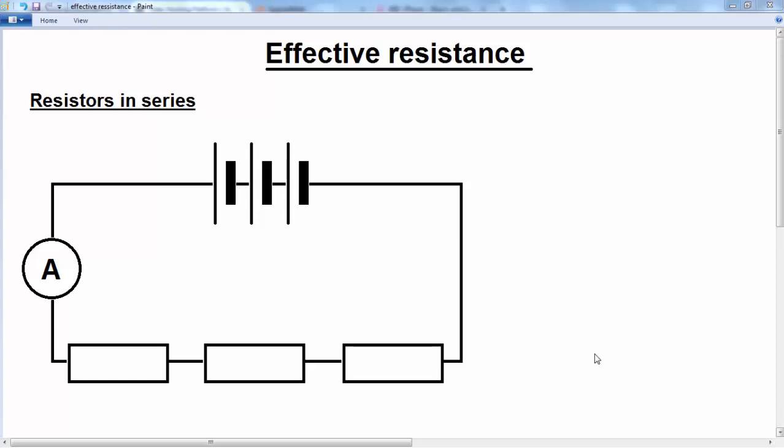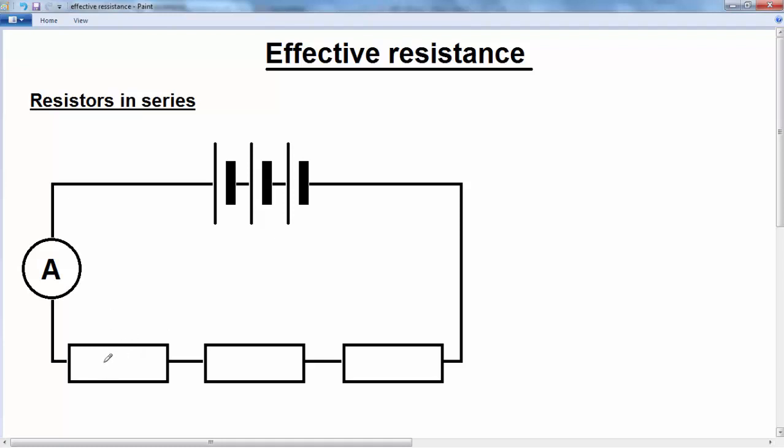In this lesson we're going to look at what is called the effective resistance, sometimes known as the equivalent resistance in a circuit. There are some situations where we need to do circuit calculations where there are two or more resistors present in the circuit, and in order to make those calculations we have to simplify the circuit. So in this first case we've got a series circuit.